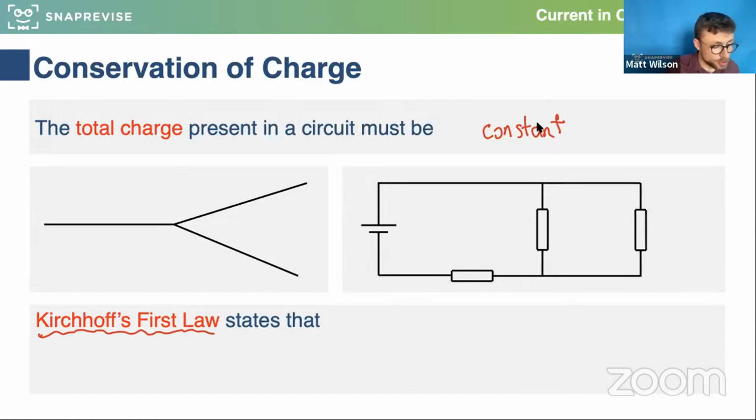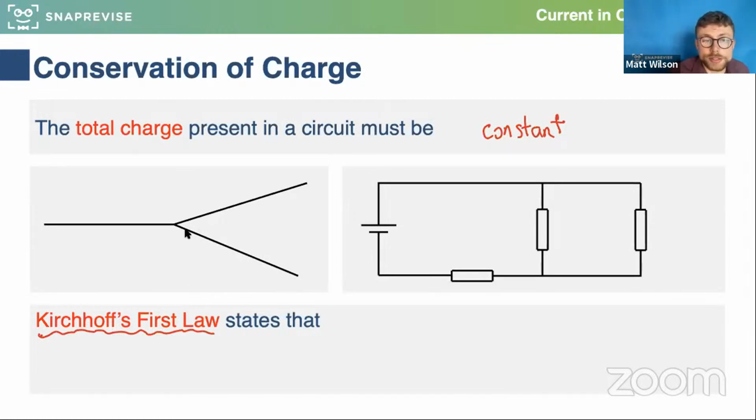It has to be conserved. If there was 5 coulombs of charge in the world right now, there will be 5 coulombs of charge in a few seconds' time. That number can't change. That means if we keep track of charge in a physical situation, we can learn some stuff.